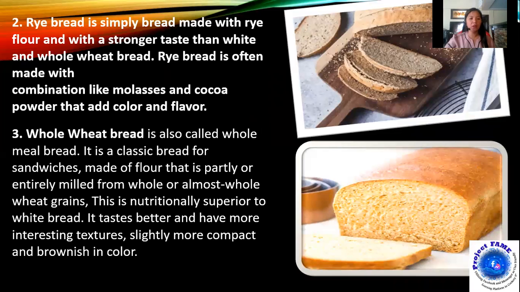The third one is the whole wheat bread. It is also called wholemeal bread. It is a classic bread for sandwiches made of flour that is partly or entirely milled from whole or almost whole wheat grain. This is nutritionally superior to white bread. It tastes better and has more interesting textures, slightly more compact and brownish in color.